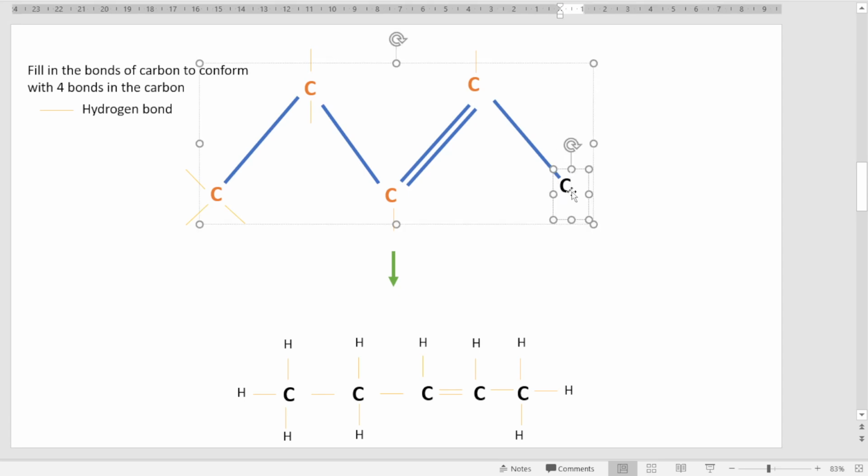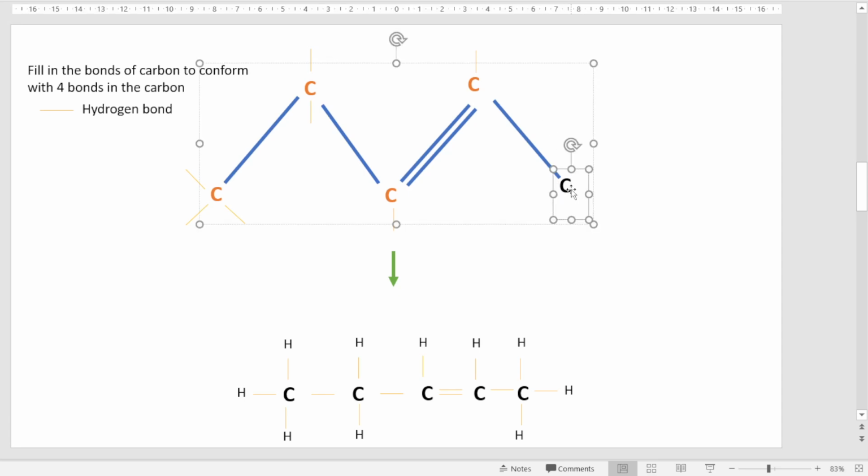For this last carbon, how many hydrogen bonds must be attached to it? Yes, correct. There must be 3 hydrogen bonds attached to it. As we can see here, we can translate this line structural formula to this form. The same, it has 5 carbons. The double bond on the third and fourth is carried out, and each bond of hydrogen is represented.